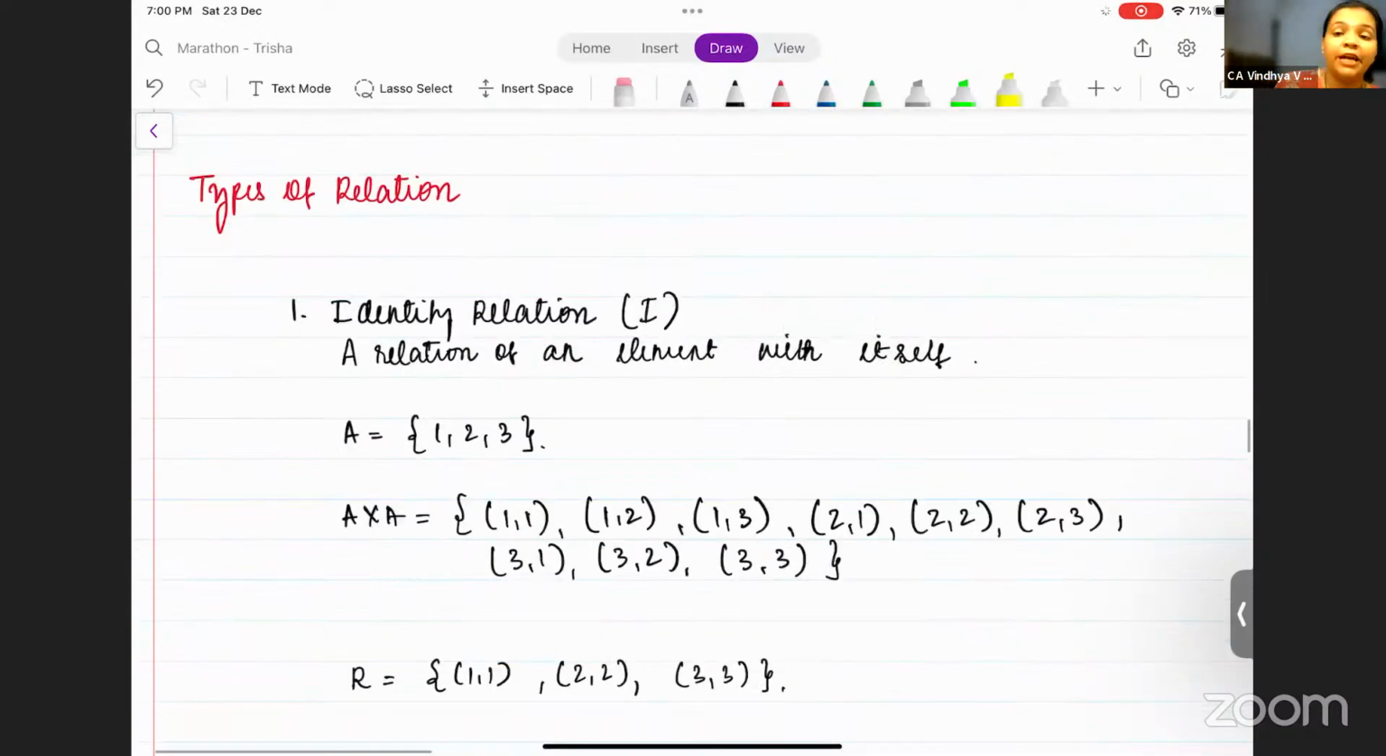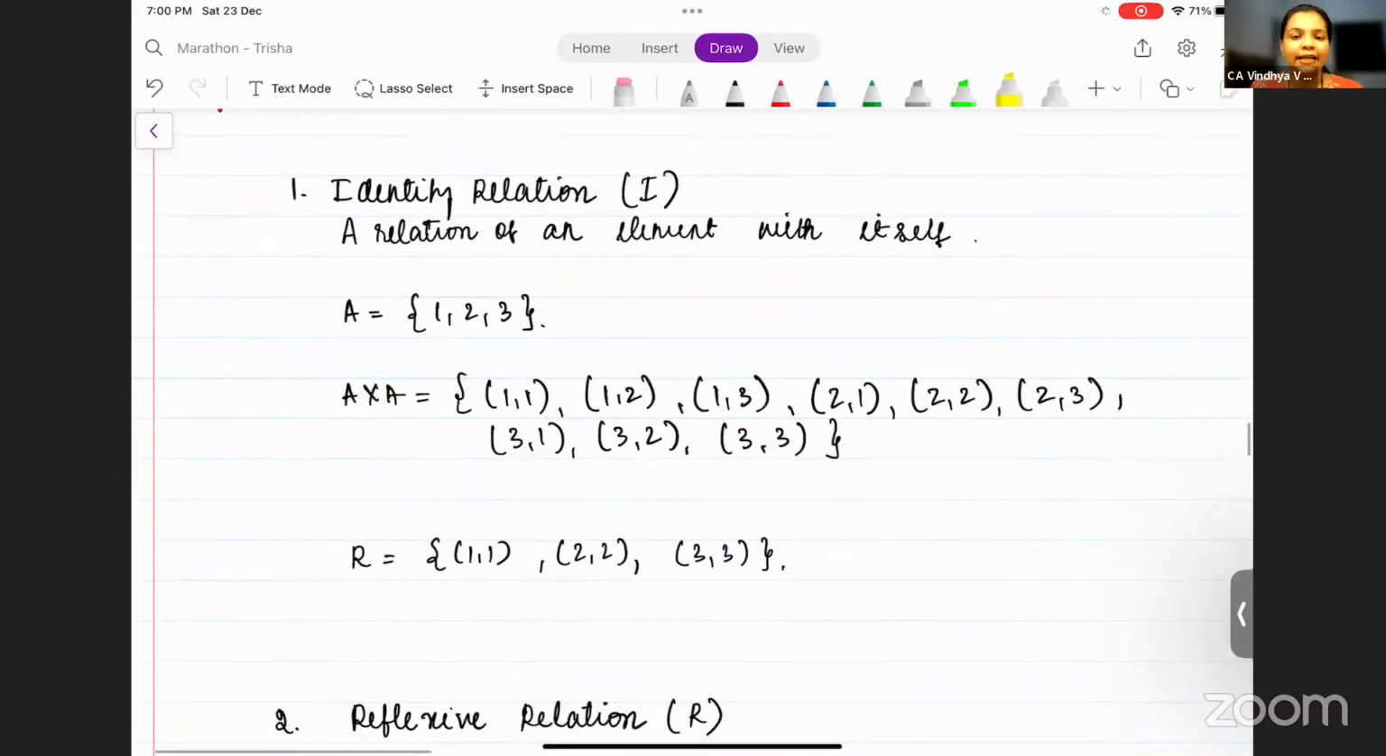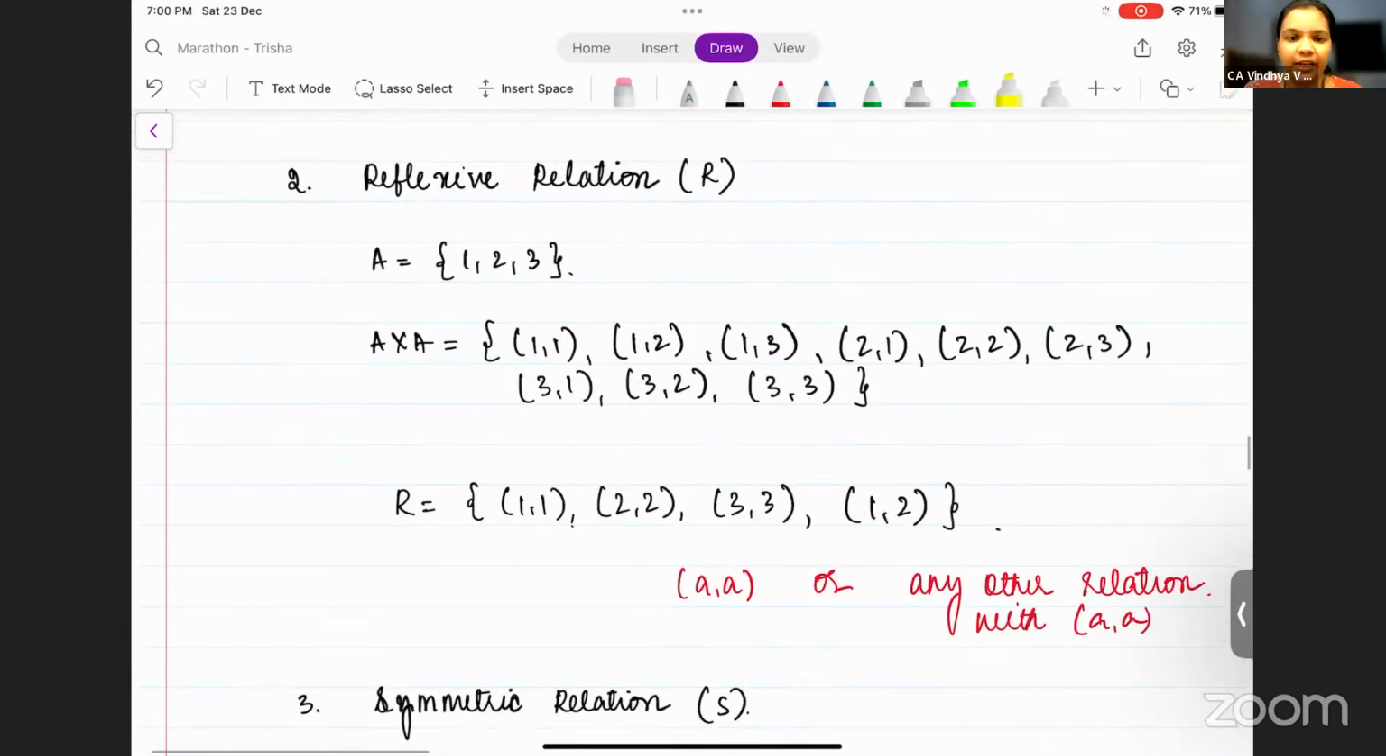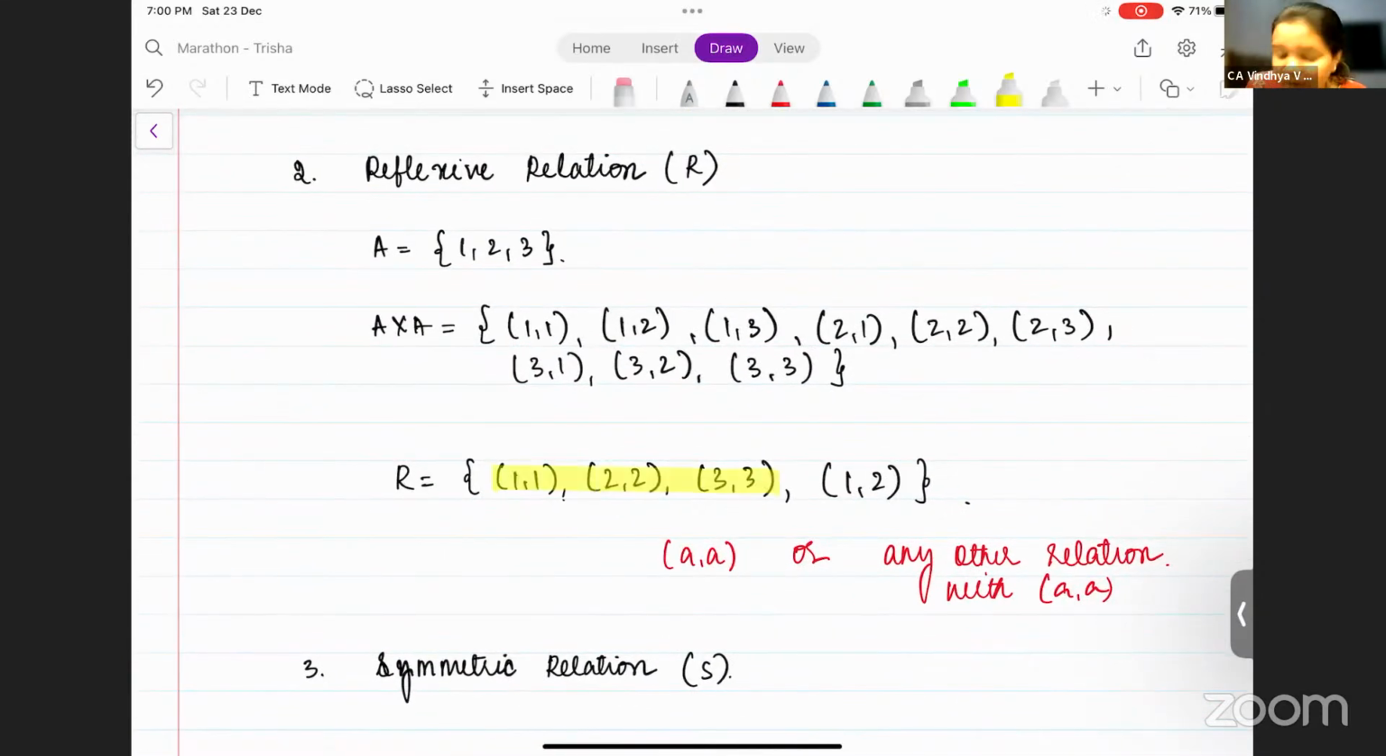Okay. Next, you have types of relation. First one is identity relation. It is a relation of an element with itself. So (1,1), (2,2), (3,3). Next, you have reflexive relation. Now, in a reflexive relation, you should have (1,1), (2,2), (3,3). That should be there. Now, with this, you can have any other element. That is called your reflexive relation. Other elements may be there or may not be there. A relation with itself along with any other element is called a reflexive relation, which is denoted with R.